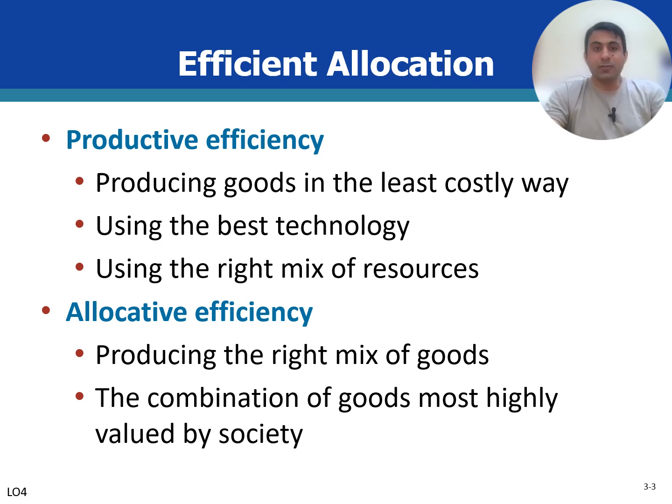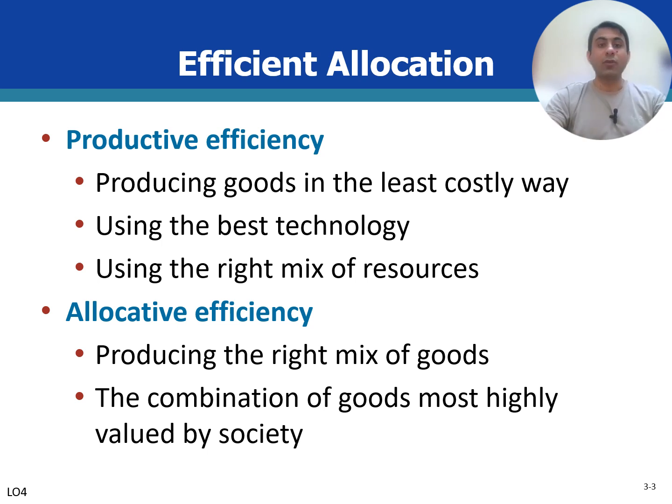Efficient allocation has two components: productive efficiency and allocative efficiency. Productive efficiency is achieved when goods and services are produced at the lowest possible cost, utilizing the most advanced technology available. This means minimizing the wastage of resources and optimizing the production process to reduce the per unit cost. It involves improving production techniques, adopting innovative technologies, and streamlining operations to increase output efficiency.